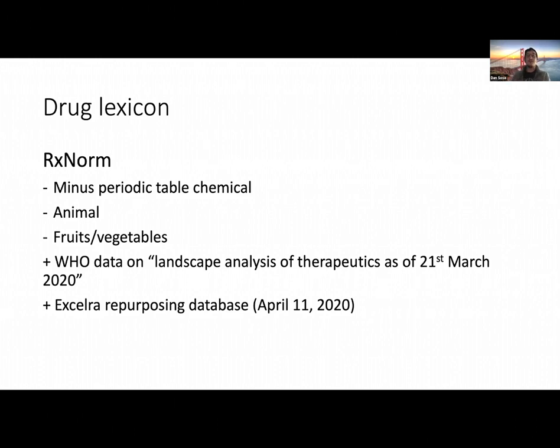We also incorporated a few lexicons from modern therapeutics that are being considered, and some more research chemicals that wouldn't be captured in this RxNorm lexicon. So there's WHO data, and Xclara has a database as well. We want to make sure that we're trying to be as thorough as possible.